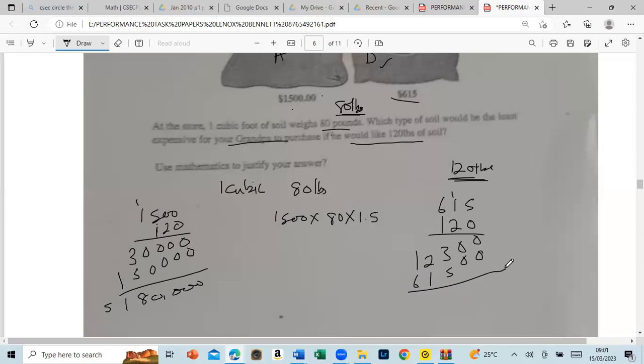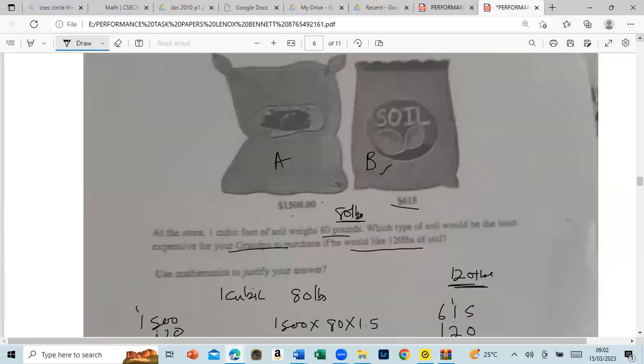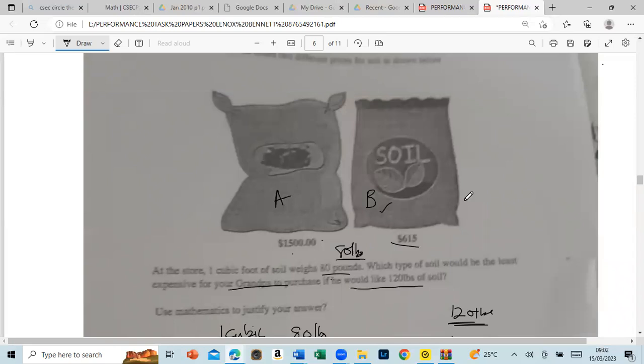So we just need to add this, which we know should be less. So we have 7 3 8 1 2 0. So this one would cost us, but I don't understand why they structured it so. I think it was an error. They should have stated that these both are of the same measurement. We don't know how much this weighs, so we just assume 80 pounds because they say 1 cubic foot of soil weighs 80 pounds, and we need 120. And this is the cost. So if you assume that this is for 1 cubic foot, it's stupid.